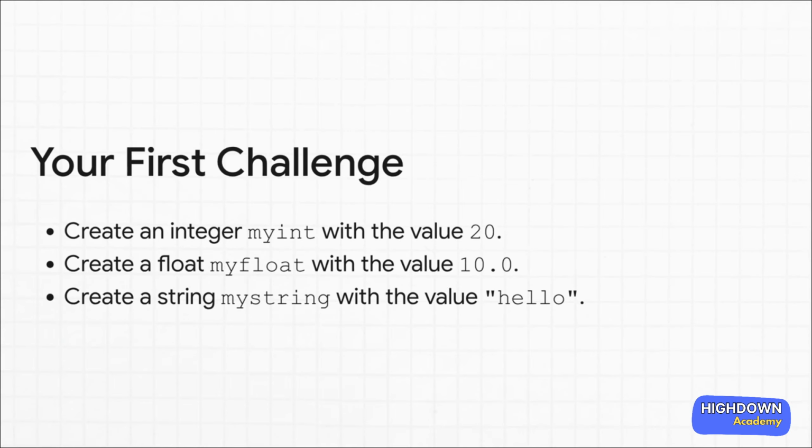Okay, here is your mission. Using everything we just covered, I want you to create 3 different variables. First, an integer named myInt and give it the value 20. Second, a float named myFloat with the value 10.0. And finally, a string named myString with the text hello. So go on, pause this, and give it a shot.